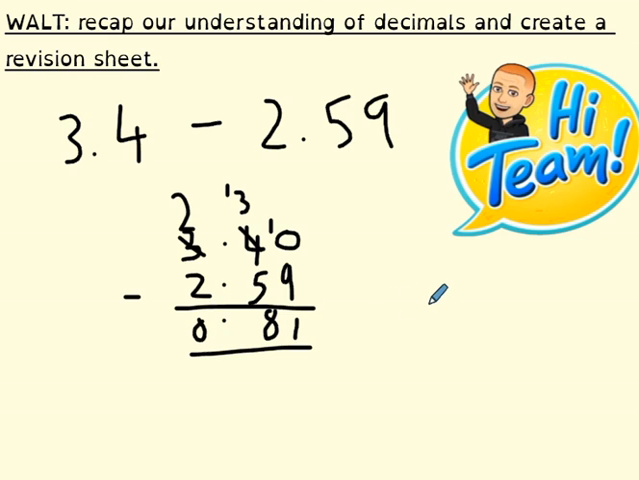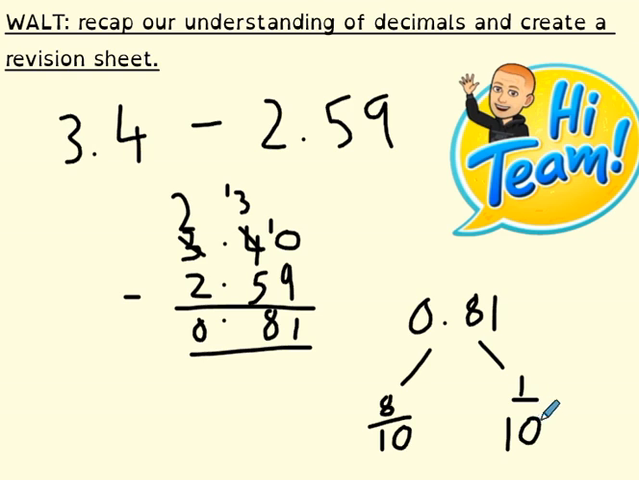So in total my answer would be 0.81. If I was writing that as a fraction, well, I could partition it. I've got 8/10 and 1/100. So you could put this on your revision sheet, just remembering your place value heading. So 8/10 and 1/100. And then in total, that would be 81/100.